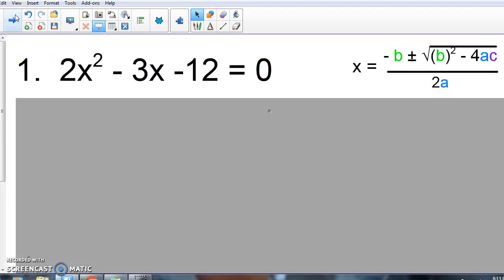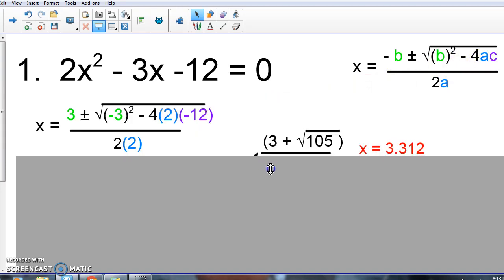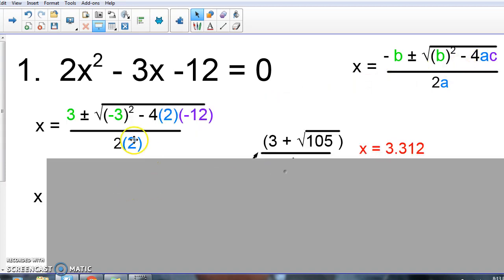So if I have this quadratic 2x squared minus 3x minus 12, 2 is a, b is negative 3, and c is negative 12. And so the first step is to put everything in the correct spot. So I color-coded it for you so that you could see. Since I have a negative 3, the opposite of b would be a positive 3. Then I have plus or minus.